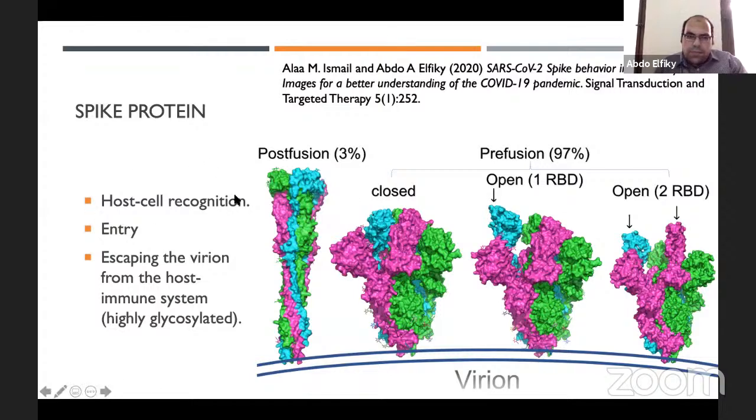So the function of the spike is host cell recognition. It recognizes the host cell. Then it's the entry of the virus into the host cell and escaping the virion from the host immune system. As we can see here, there are a lot of glycosylation sites in the spike protein that make the virus not visible to the immune system.